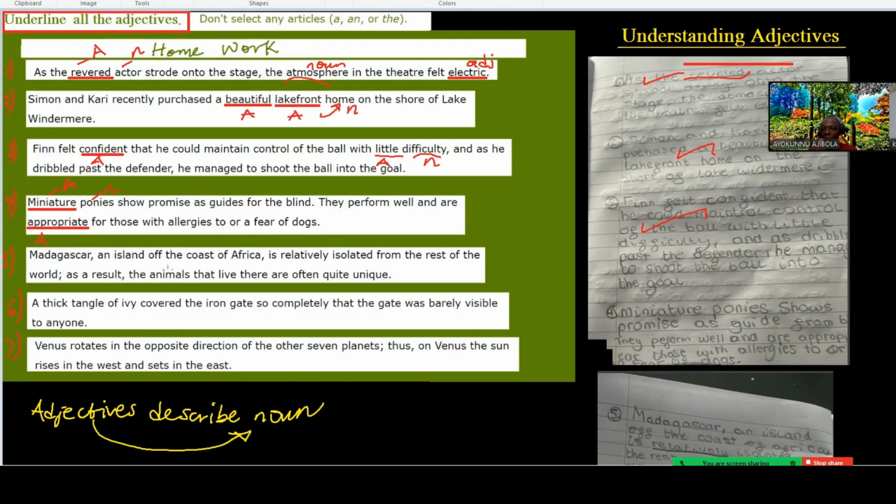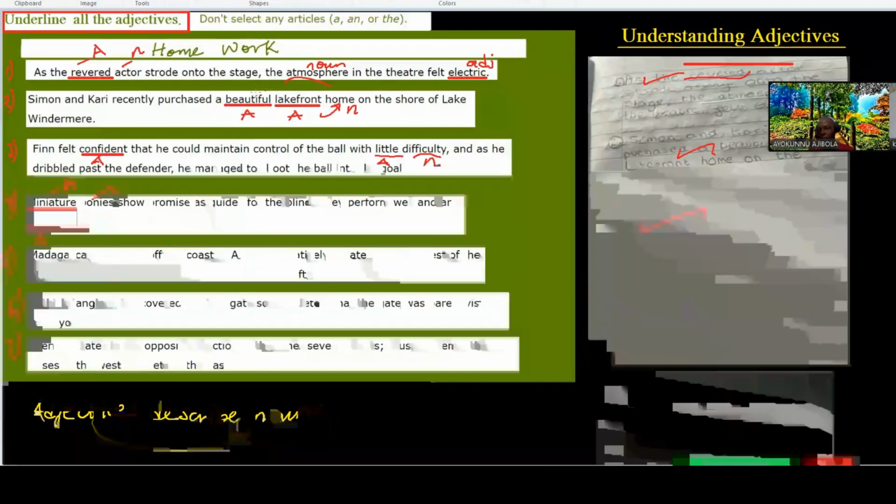Then the next one: Madagascar, an island off the coast of Africa, is relatively isolated from the rest of the world. As a result, the animals that live there are often quite unique. Number five, which adjective did you underline? Relatively. Relatively isolated. Isolated is a verb, so relatively is an adverb, okay? So that's not an adjective.